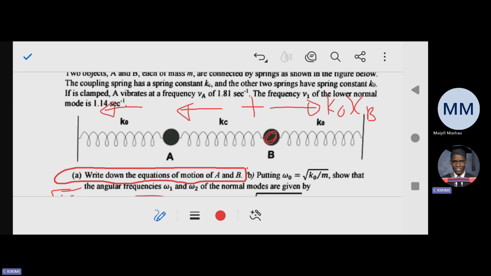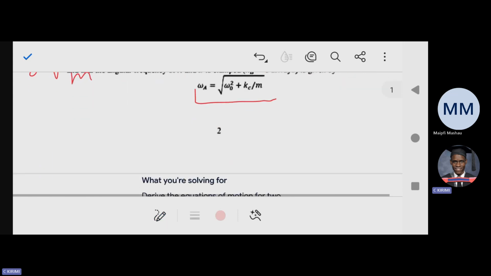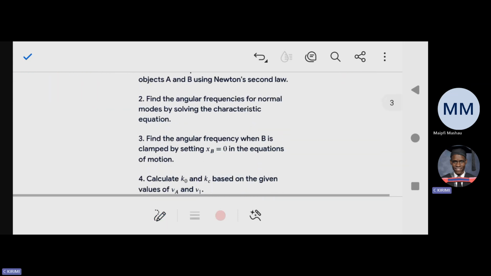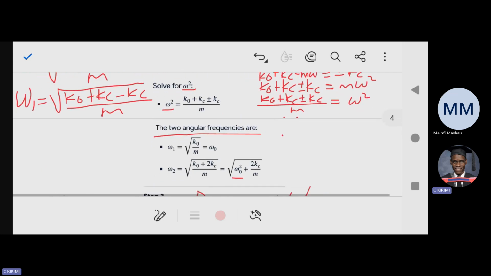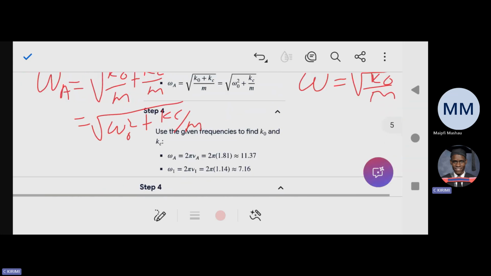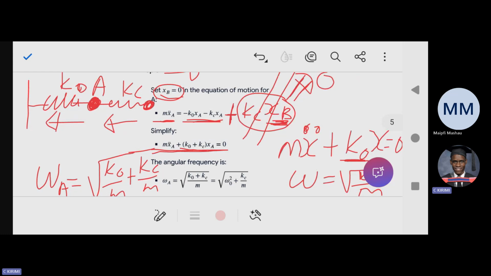But we were given a condition to say what is the angular frequency of only this ball. If we say this ball is no longer moving, it's clamped, it's stationary where it is, then all these equations, we disregard them. We only focus on K naught and Kc. That's why on our equation we don't have Kc XB. We are only focusing on K naught and Kc on our equation here. We don't have Kc XB because it has been clamped.